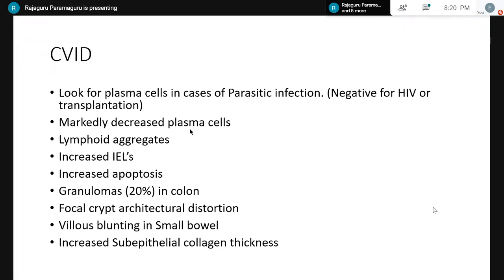What you will find is a decrease in plasma cells, lymphoid aggregates, increased IELs, and increased apoptosis. Granulomas also can be found. In the small bowel, there might be some villous blunting, and in the colon and the small bowel, there can be some increase in the subepithelial collagen thickness.